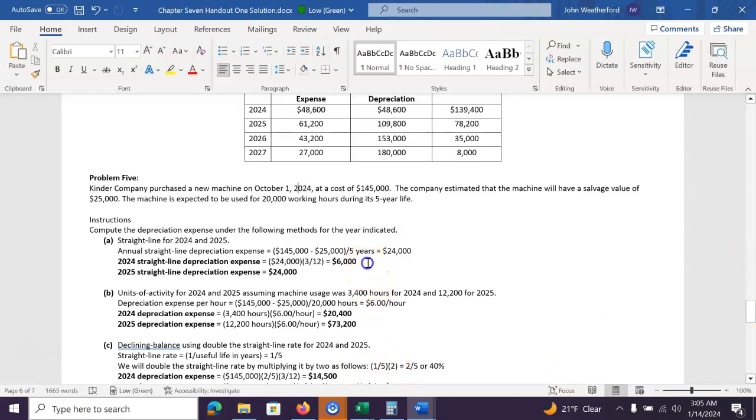Notice way more depreciation than under straight line. Again, double declining balance is our accelerated method, meaning it'll take more depreciation expense in early years, less in later years.